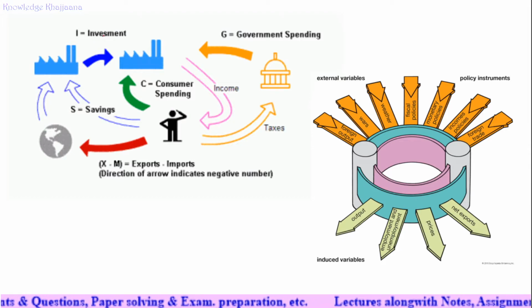See, investment, government spending, consumer spending, total savings of the nation, income of the nation, taxes paid by the nation, import export. Then different things like exports, employment, unemployment, foreign output, weather, fiscal policies, monetary policies, income policies, foreign trade. So these big concepts are learned in macroeconomics.